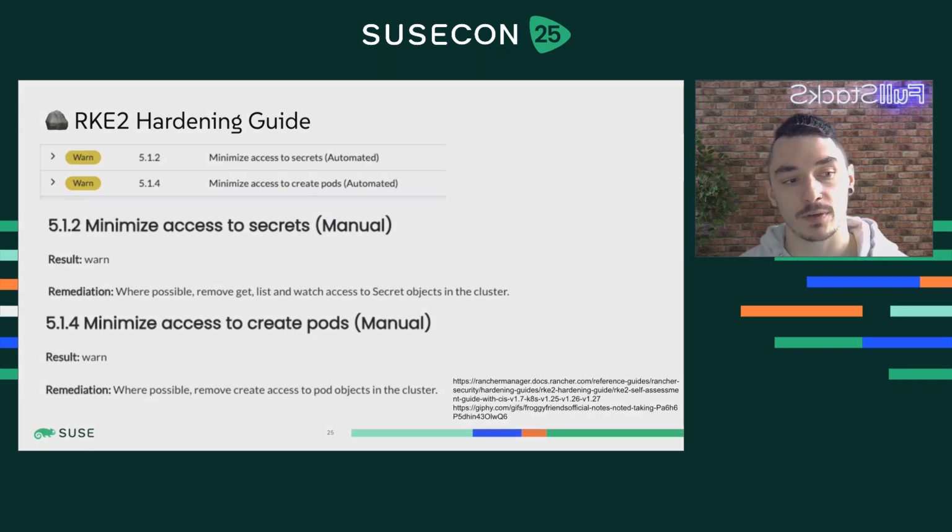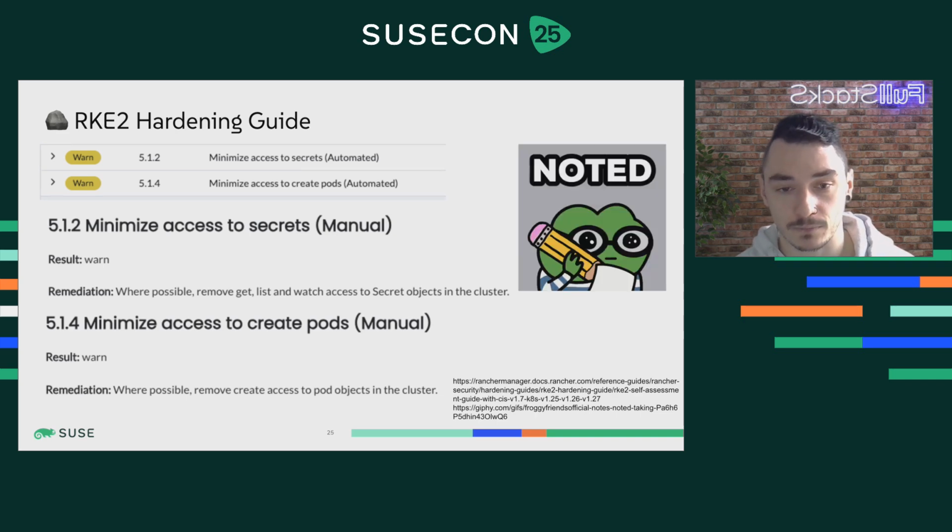Now, what we can see here, for example, is one of the cases that I mentioned before, minimizing access to create pods, because this can't be prohibited in a technical way. The remediation is to just remove the get, list, and watch access rights for secrets in the cluster, which is true, but this is nothing you can do automatically. So you pretty much need to accept these risks as they are, because there's nothing technical or automated that you can do about that. So note that.